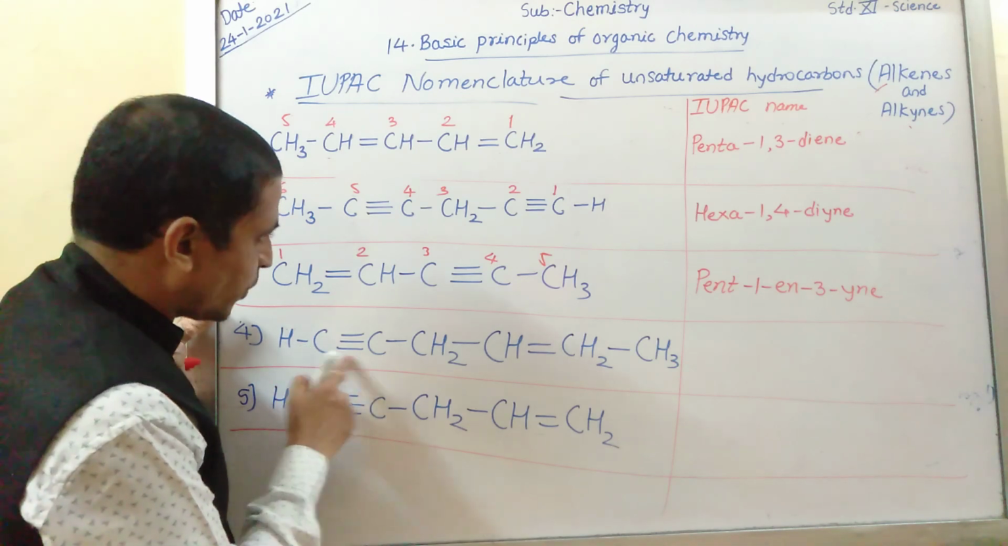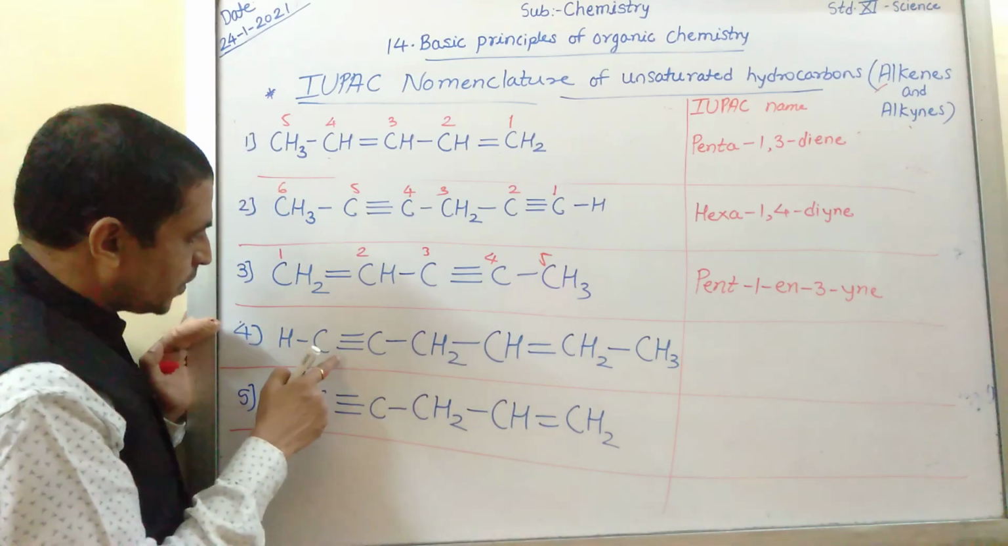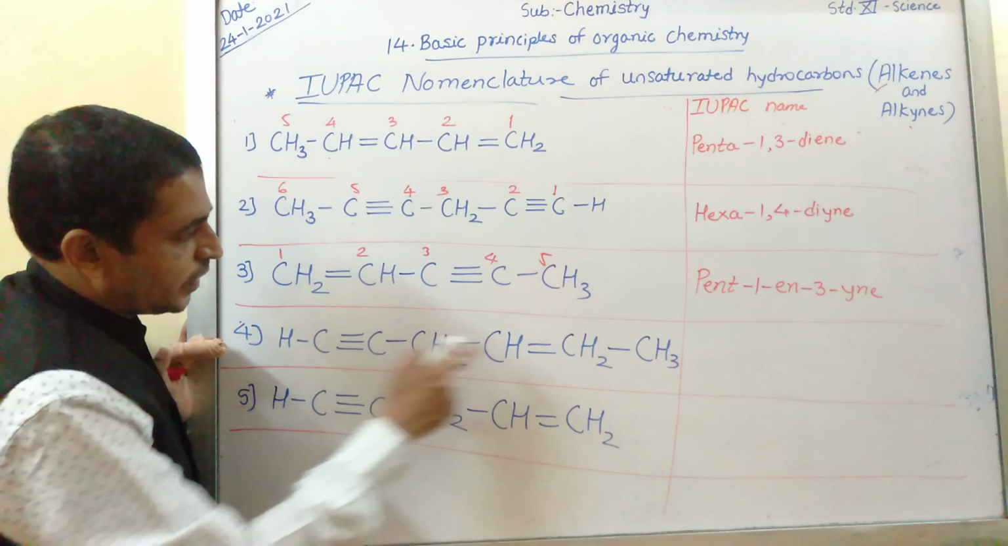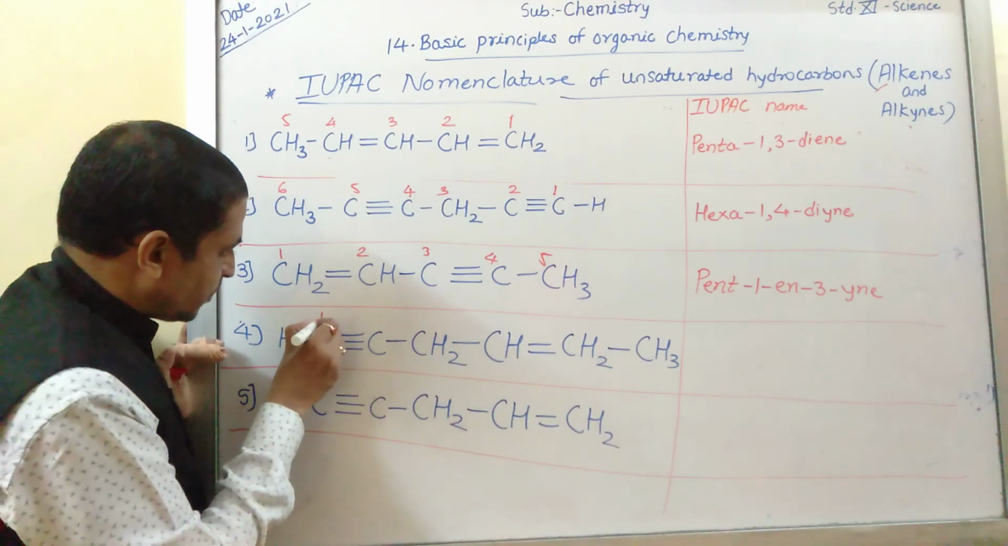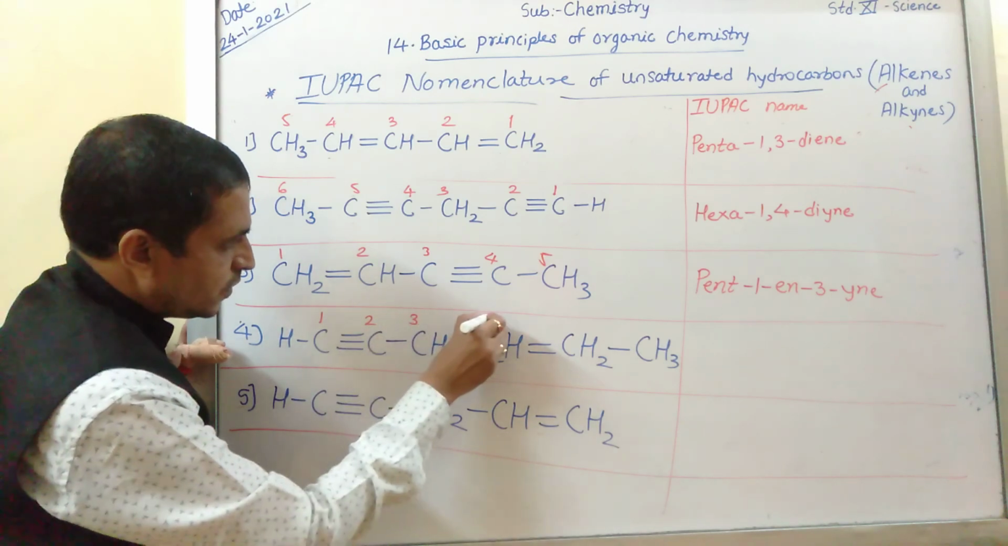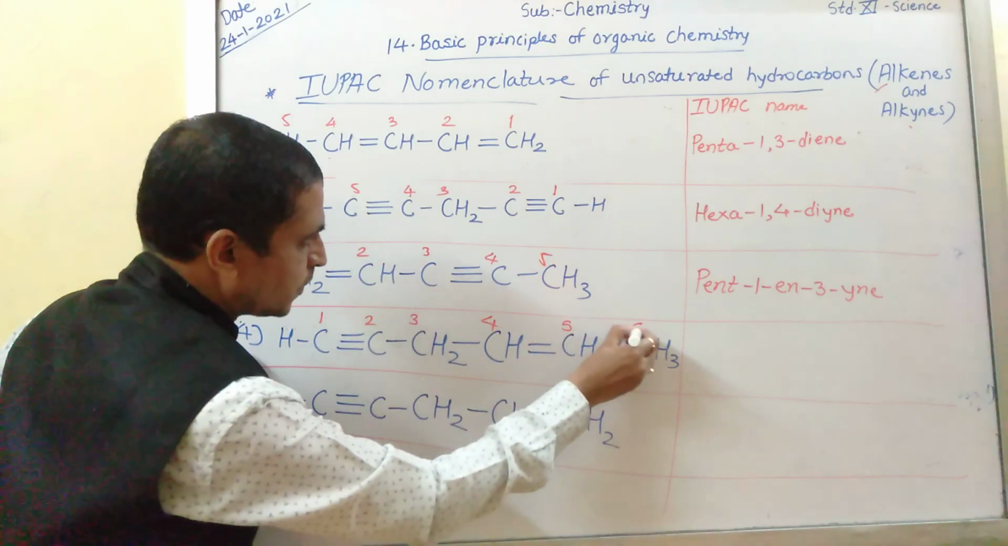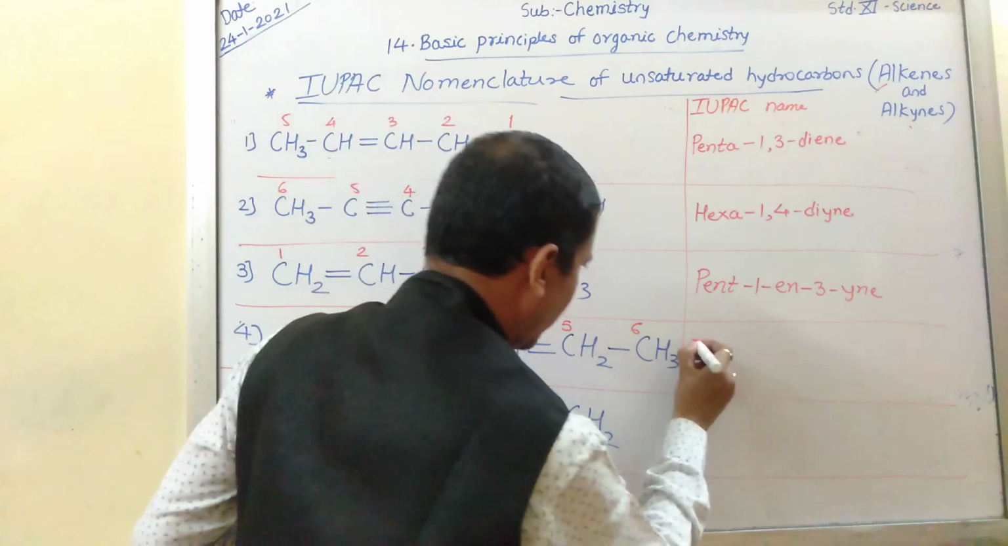See again here, triple bond and double bond are there, but the triple bond is nearest to the terminal carbon atom and the double bond is far away from the terminal carbon atom. So numbering starts from this place: 1, 2, 3, 4, 5, 6. So here you get hex.